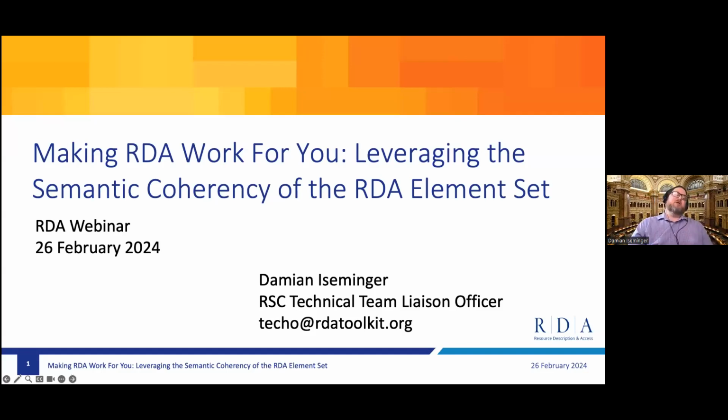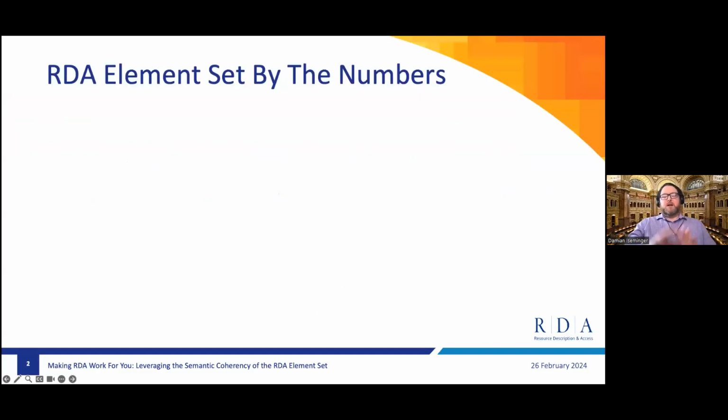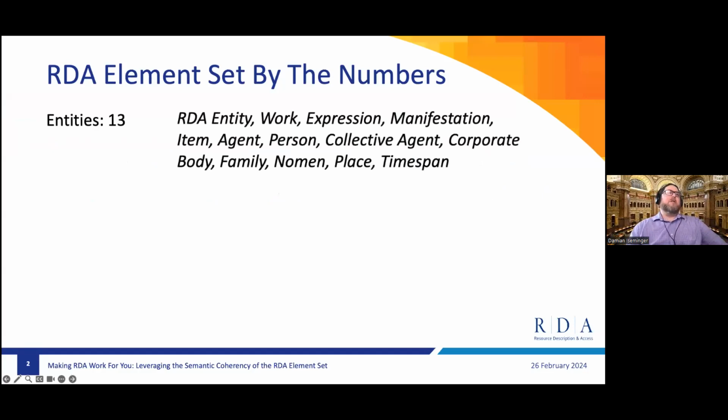So to continue the talk, let's go over the RDA element set in a big paint by numbers way, a big 30,000 foot overview, if you will. So this is the RDA element set by the numbers. There are 13 entities. Those entities are named the RDA entity, work, expression, manifestation, item, agent, person, collective agent, corporate body, family, nomen, place, and time span. And we'll get into how those entities are structured with one another a little bit later.